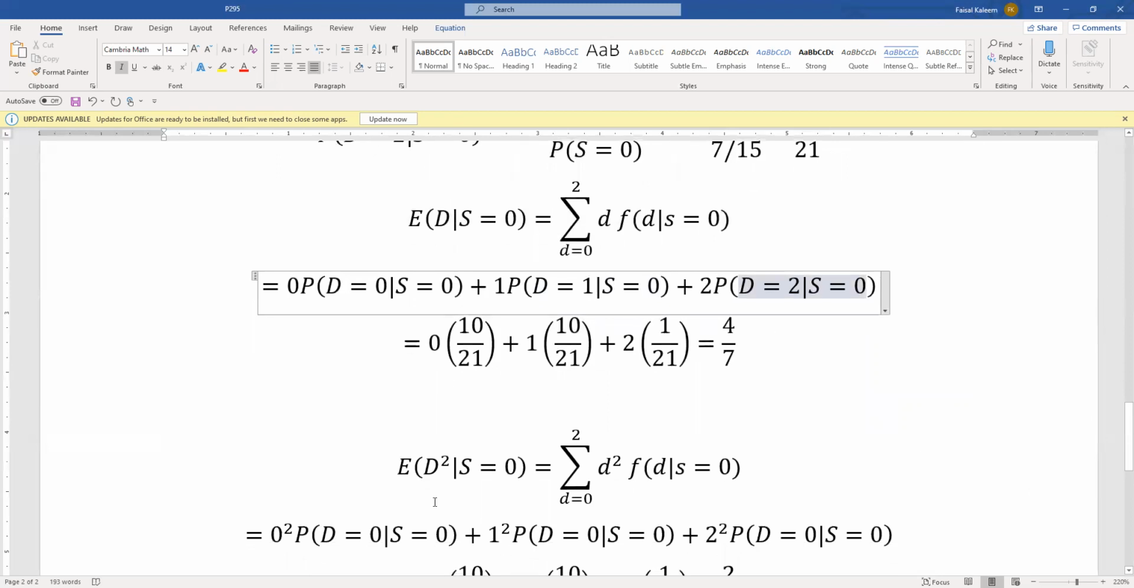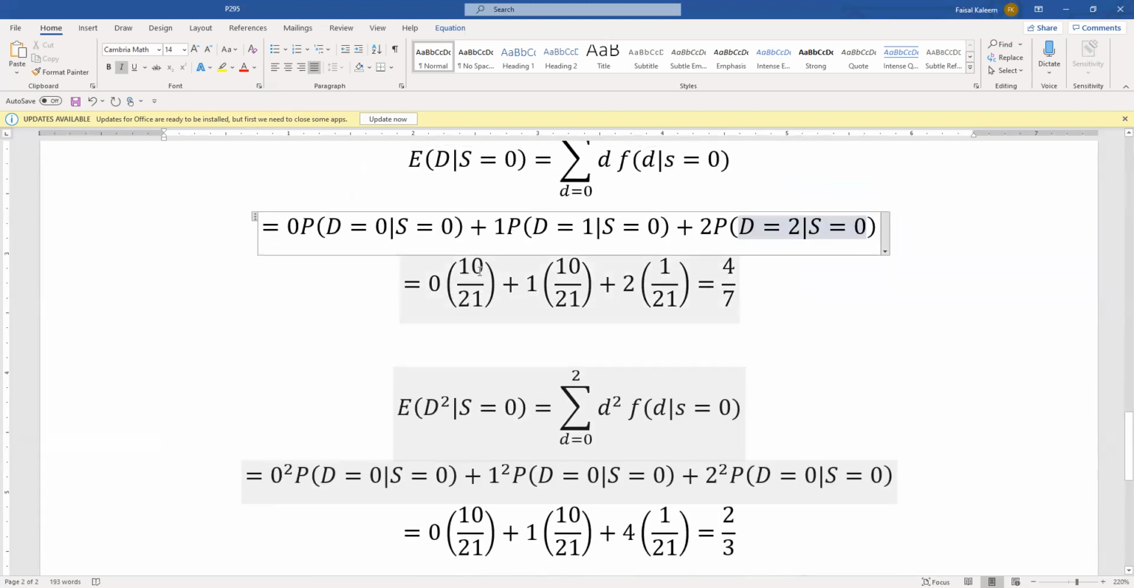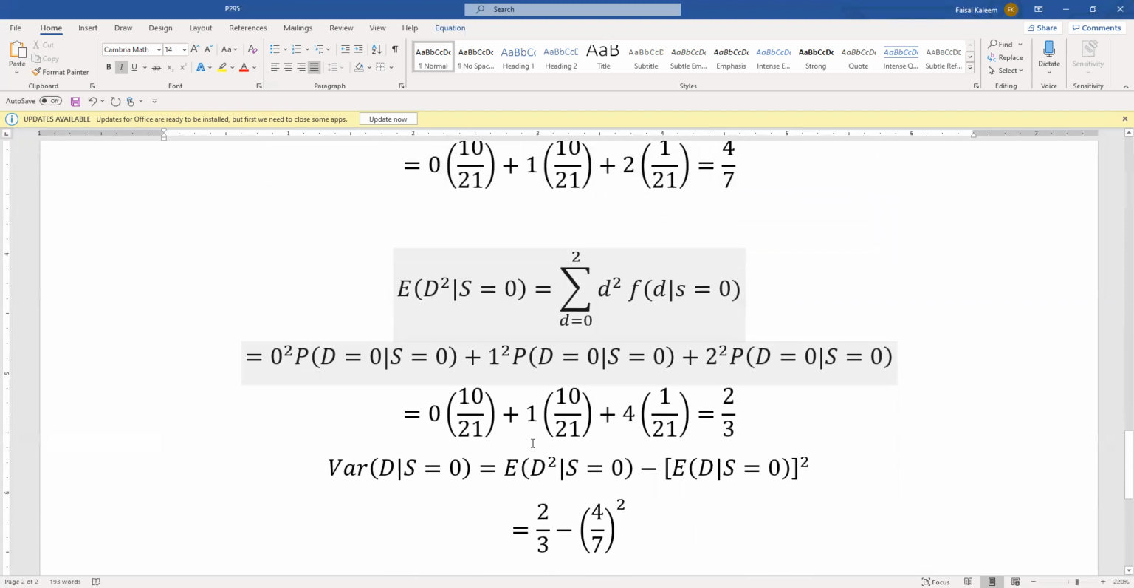And then the next step is to calculate E[D squared | S = 0]. So that's the summation of D squared against the probability function. It'd be the same thing. The three values of the probability function are 10 over 21, 10 over 21, and 1 over 21. And now instead of multiplying by D, which were 0, 1, and 2, I'll be multiplying by D squared, which is 0 squared, 1 squared, and 2 squared. Again, this is D equal to 1, and this is D equal to 2. So 0 squared is 0, 1 squared is 1, 2 squared is 4, and this all simplifies to 2/3.